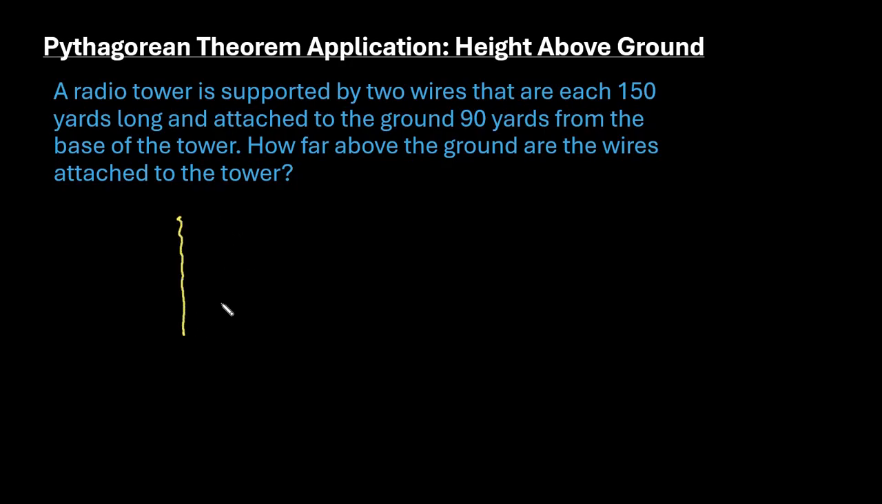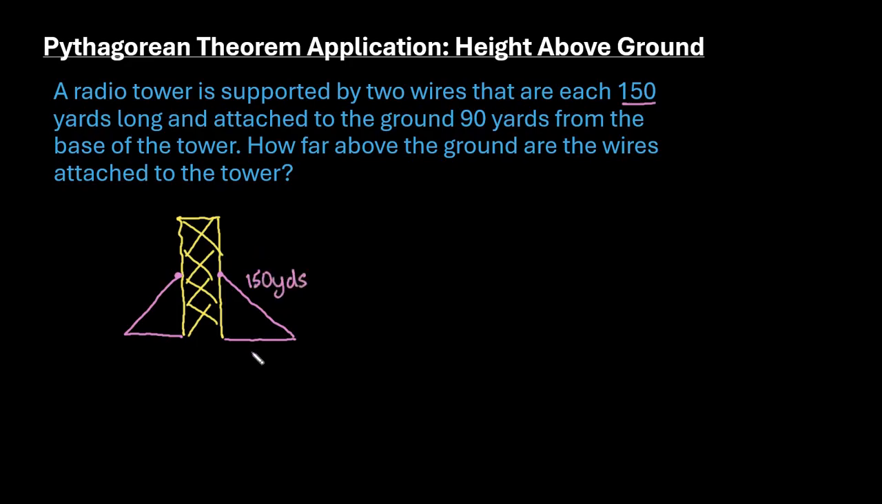So the first thing that we should do is kind of draw a picture. It doesn't have to be a special drawing, but we have a tower, and on this tower we have wires on both sides that are attached to the ground. So if we label the information that we know, that they are 150 yards long, and they're attached 90 yards to the ground from the base, and we're trying to find this side.